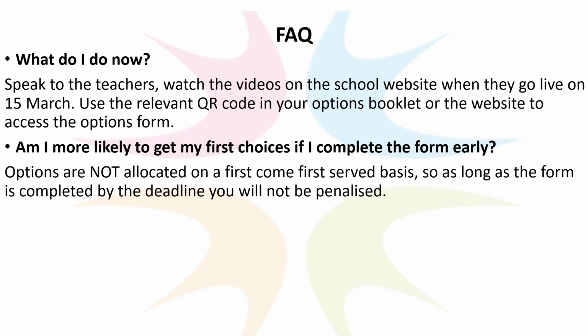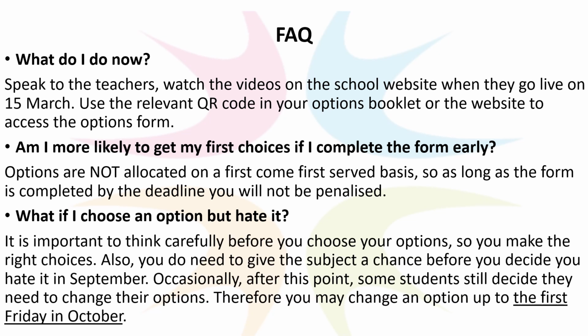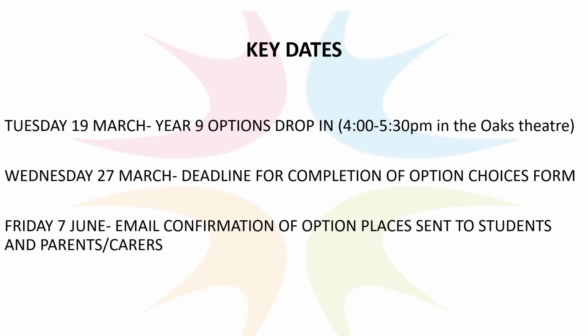Don't worry, finally, if you choose an option, start it in September and don't like it. You can still change options up to the first Friday in October, but not after that. Finally, here are the all-important dates again, finishing with the date when you will be emailed to confirm the options you have been given.